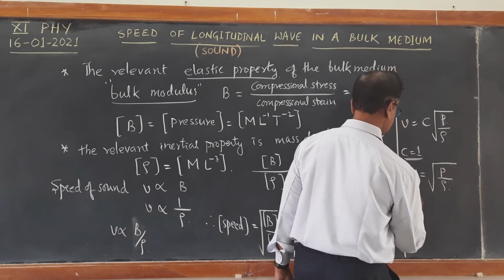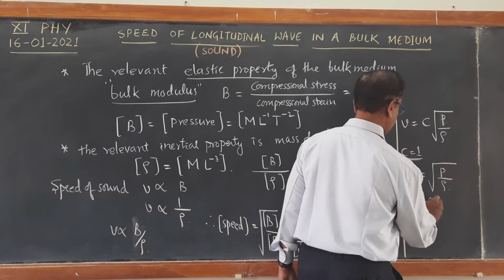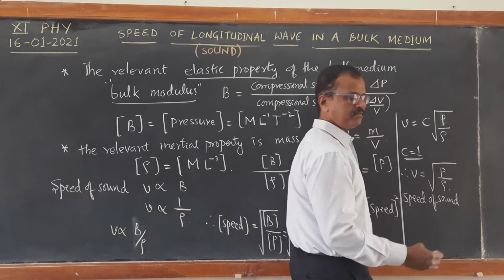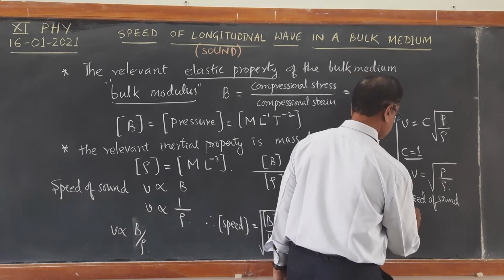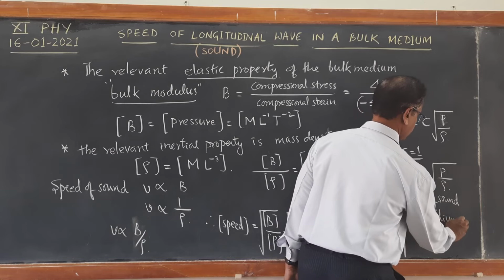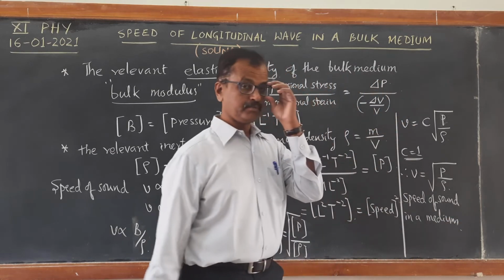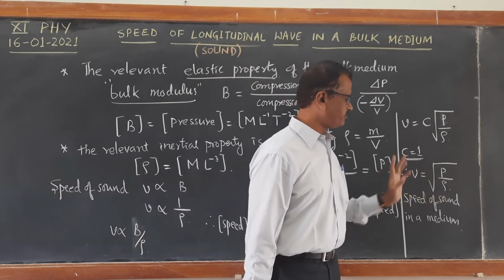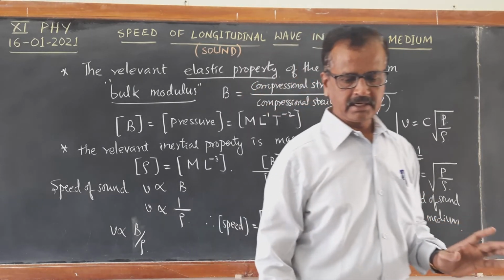This is the speed of sound, or speed of longitudinal wave, in a solid, liquid or any gas medium if it is a bulk medium. Okay. So V equals the square root of P by rho. This is the relation.